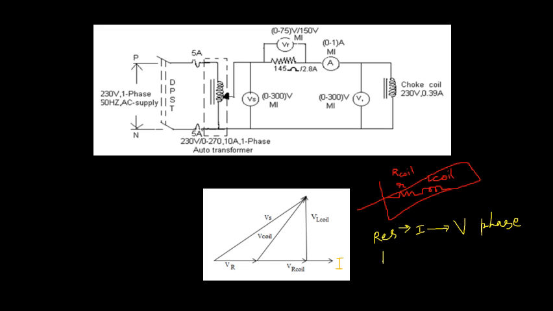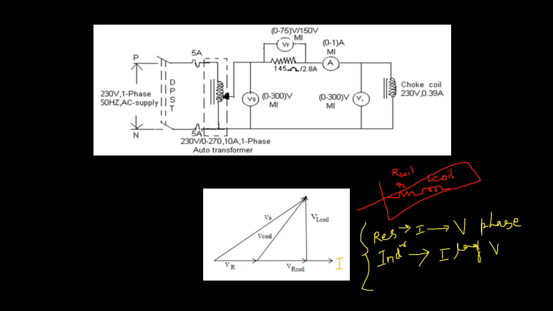If I am considering it in terms of an inductor or in terms of a coil, then I is going to lag the voltage. I is lagging the voltage in case of an inductor. So with the help of these two basic characteristics, we are going to draw the phasor diagram.